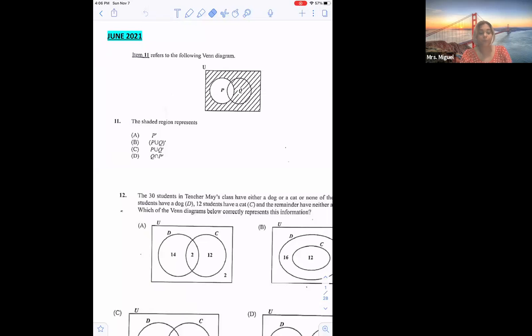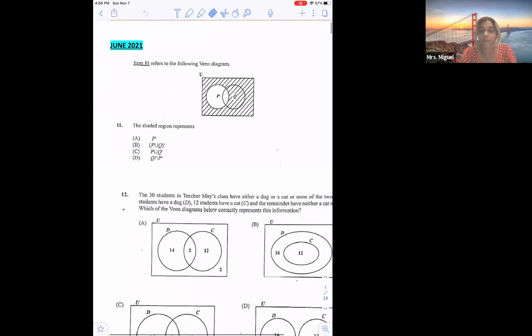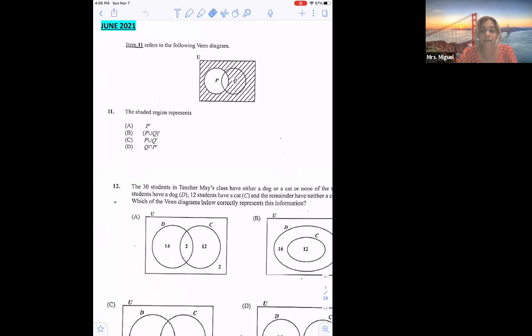All right, so these questions were taken from the 2021 paper. And as I said a short while ago, we are starting off today with the multiple choice segment of the session. Item 11 refers to the following Venn diagram.